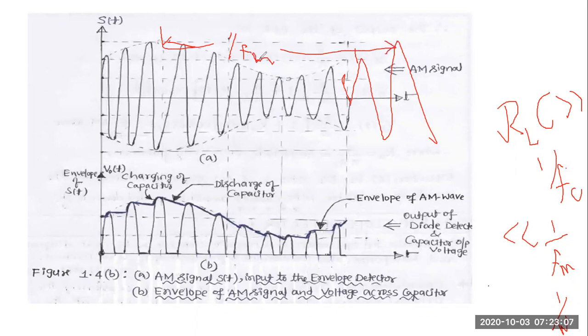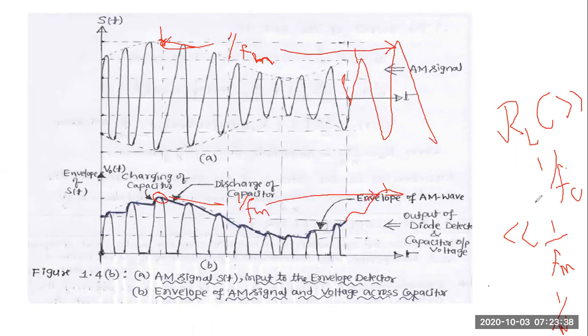I hope you are able to understand. 1 by Fm is the distance between the two maxima in the envelope of the message. So this point represents one maximum. See, in this lower wave, here I have one maxima, and by the time I reach the next maxima somewhere here, this distance is 1 by Fm or 1 by W, the time period of the message.